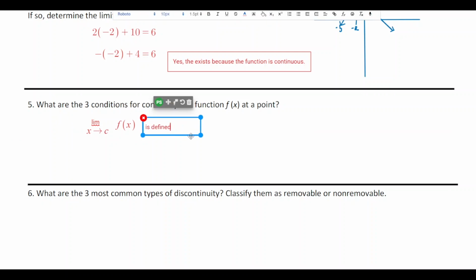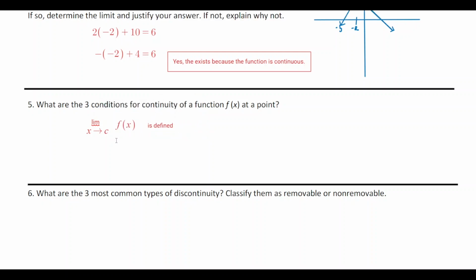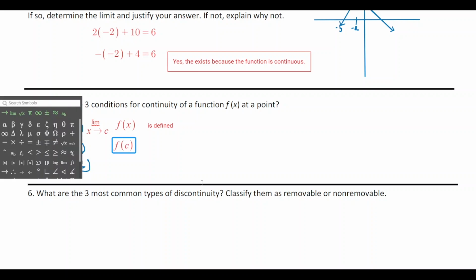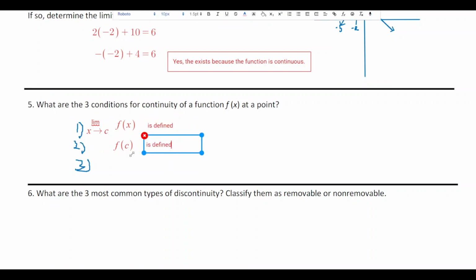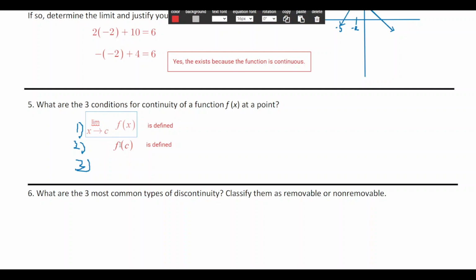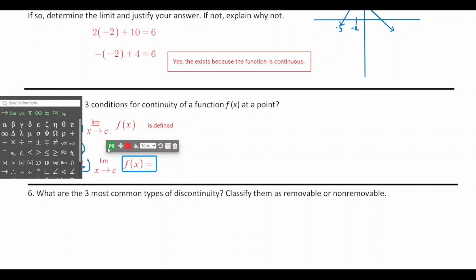We also need to know that the function is defined at that point. So this is going to be the second bullet point. Here's the first bullet point, so here's condition 1, condition 2, condition 3. Condition 2 would be that the function is actually defined at that point. So f of c, if I plug in whatever this number is, that needs to be defined as well. And then the third one is that these two things are equal. In other words, the limit as x approaches c actually equals f of c. And those are the 3 conditions for continuity.